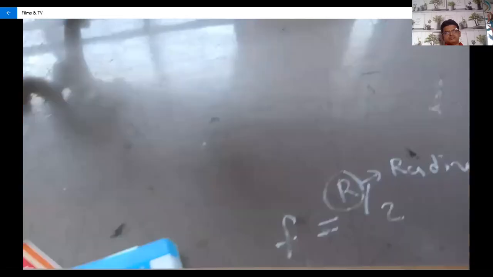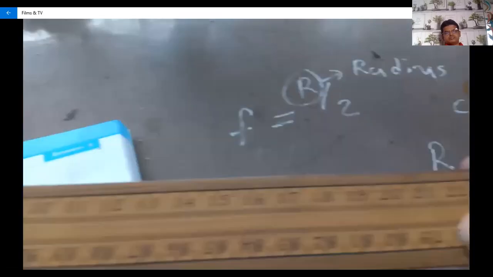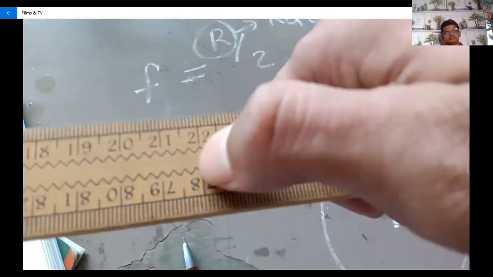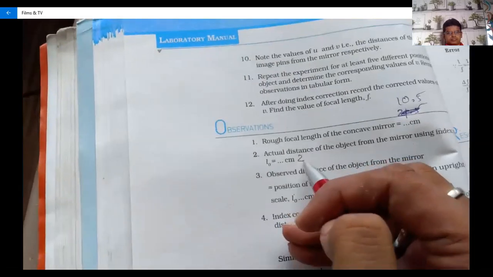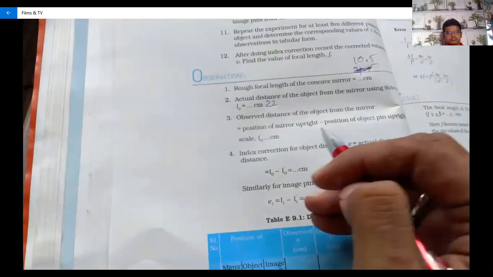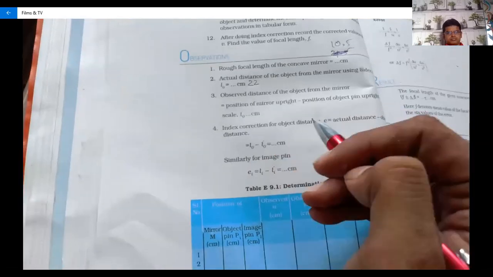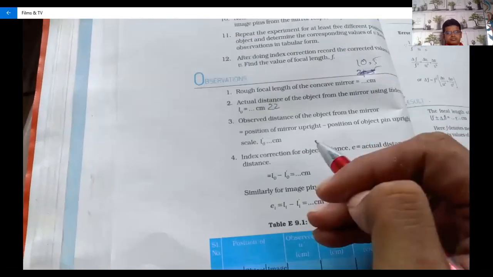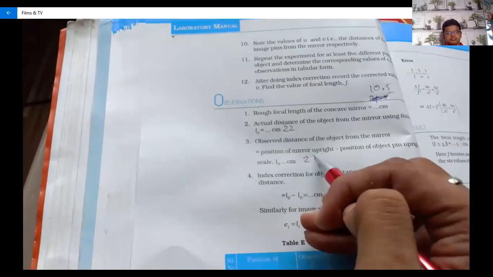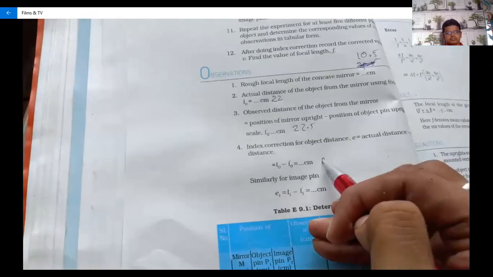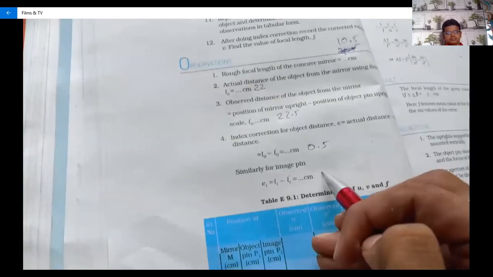So now we check. The upper side is 22. So with the index needle we found the value 22 centimeter. Then you add 0.5 more, so you find the value 22.5, which means the correction should compulsorily be 0.5. Okay friends, so this is a very easy method to find the observations.